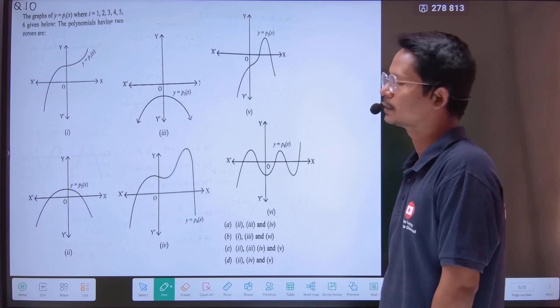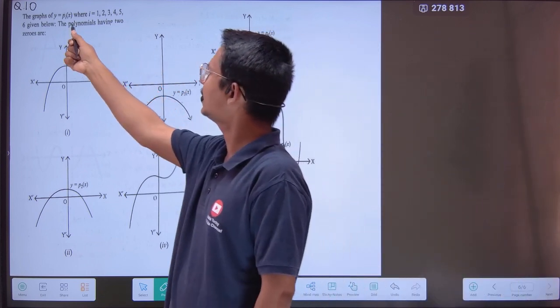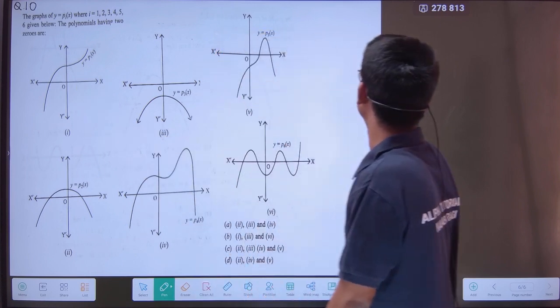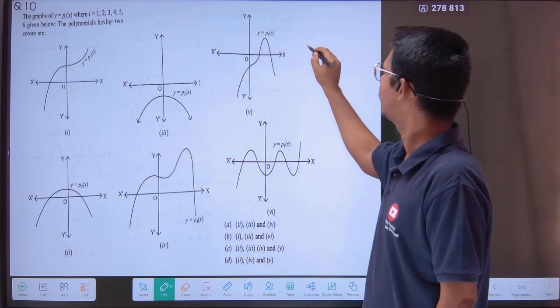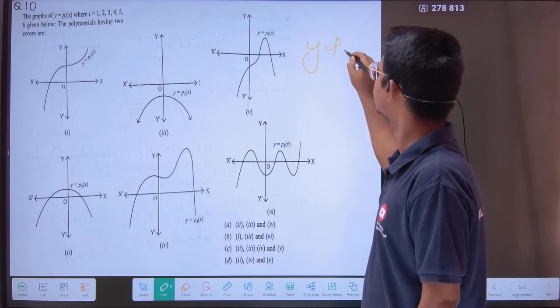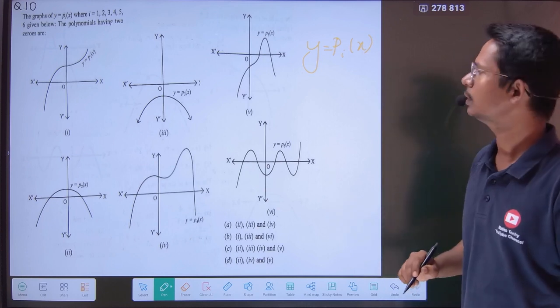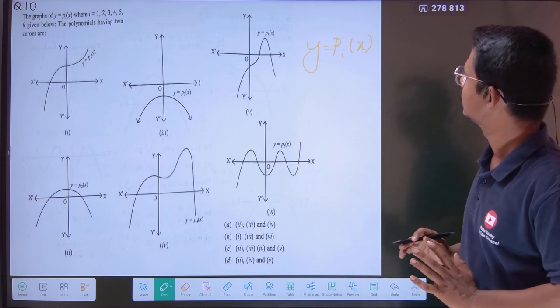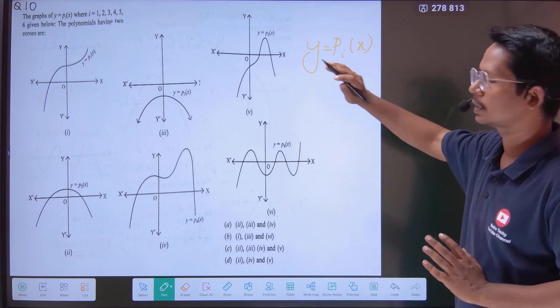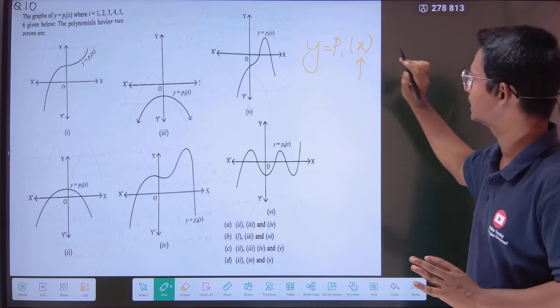Again, this is based on a graph. So here the graph of y equal to p(x). It means this y is a function of x. It means you need to see the graph with respect to x. You need to observe the graph with respect to x.